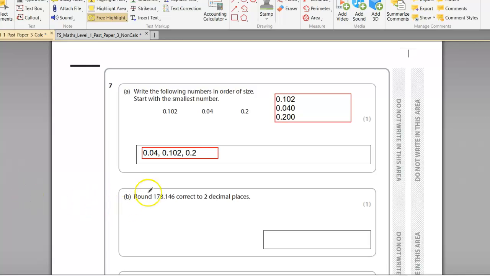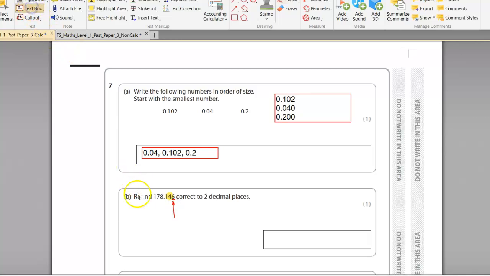So what we're doing here is looking at the digit that is 2 places after the decimal point at the moment, which is the 4. And we're deciding, is that going to stay as a 4, or is it going to round up to a 5? What determines that is the digit that follows the 4. So we look after the 4 and it's followed by a 6.